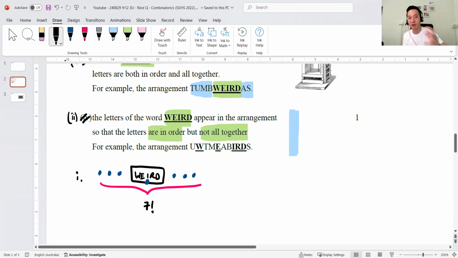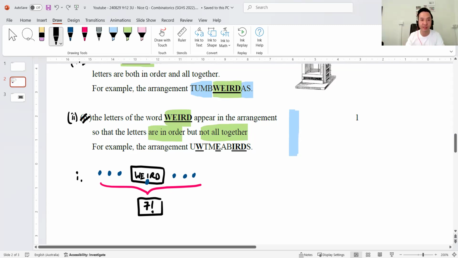Generally speaking, we would allow for the fact that these letters can move inside the box, but they have to be in that order, so I can't really arrange them. In fact, that's my answer, just 7 factorial. So we treat the word weird like an individual letter that can move along with the other 6. So my answer there is 7 factorial. 1 mark. Piece of cake.